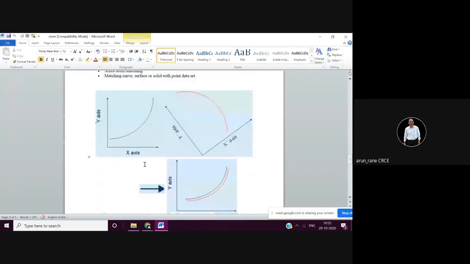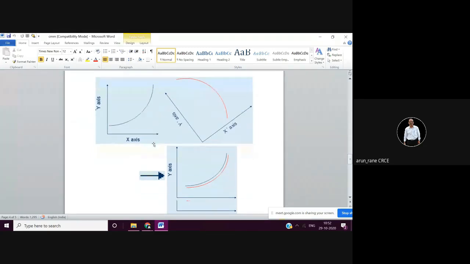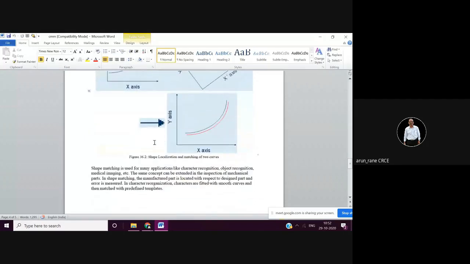So the contour means this type of curves. So only CMM is the answer. There is no other way to check, because the profile goes on changing. There is a lot of variation of the profile.